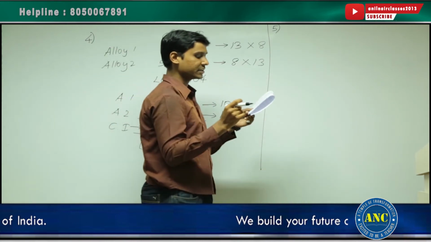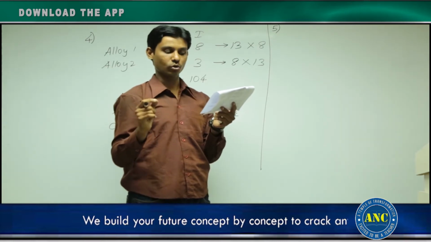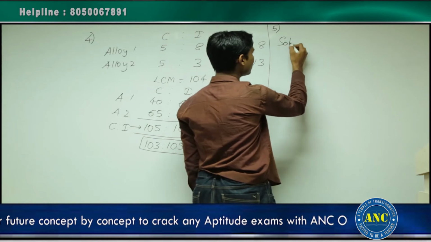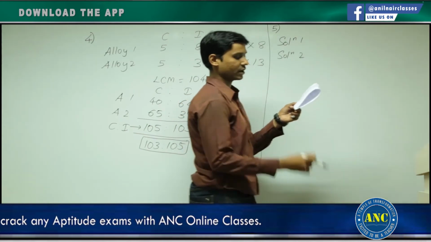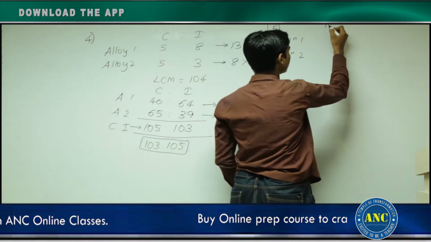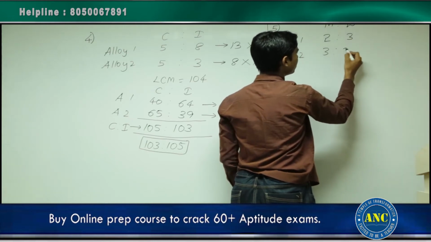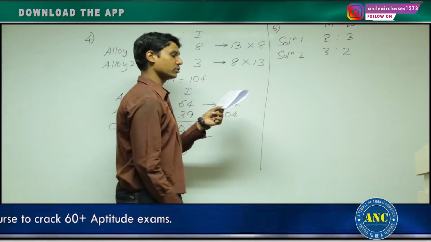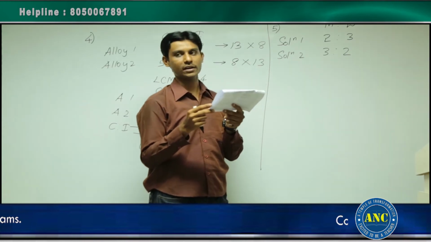Two solutions containing milk and water in the ratio 2:3 and 3:2 are mixed in the ratio 1:4. Let us read the question again. There are two solutions, solution 1 and solution 2, containing milk and water in the ratio 2:3 and 3:2. They are mixed in the ratio 1:4. What is the final ratio of milk and water in the resultant mixture?